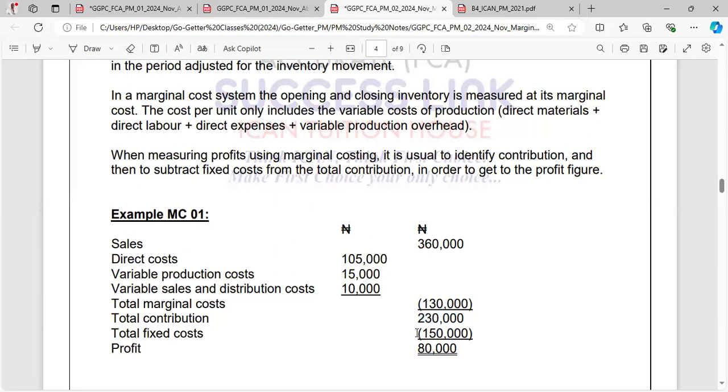Now this is total fixed cost. It could be total admin costs, which is always fixed in nature. It could also include fixed production costs, fixed sales and distribution costs. All of this is covered here, 150, and your profit is 80,000. This is just an example, like a format.